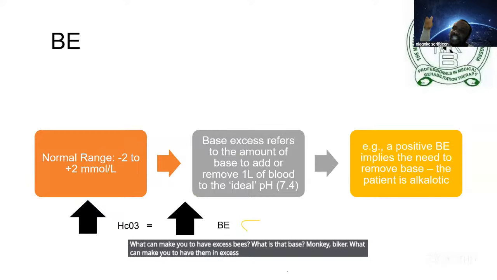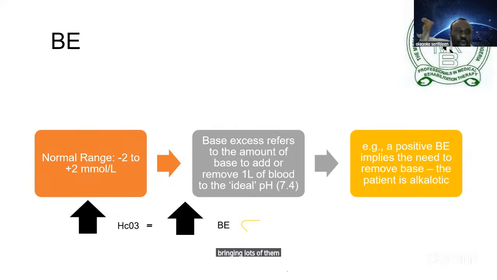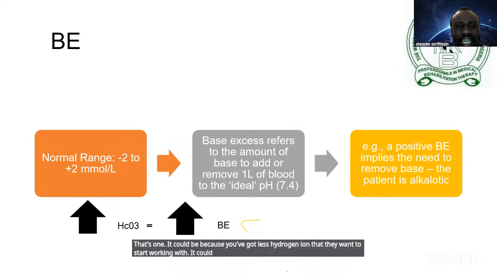If your kidney is reabsorbing, bringing lots of them back to your blood, it could be because of that. That's one. It could be because you've got less hydrogen ion that they want to start working with. It could be because of those reasons. And again, remember the normal value is just -2 to +2. Let's crack on because of time.